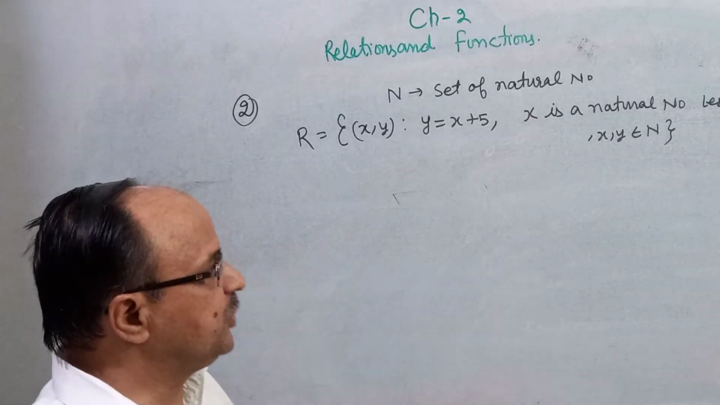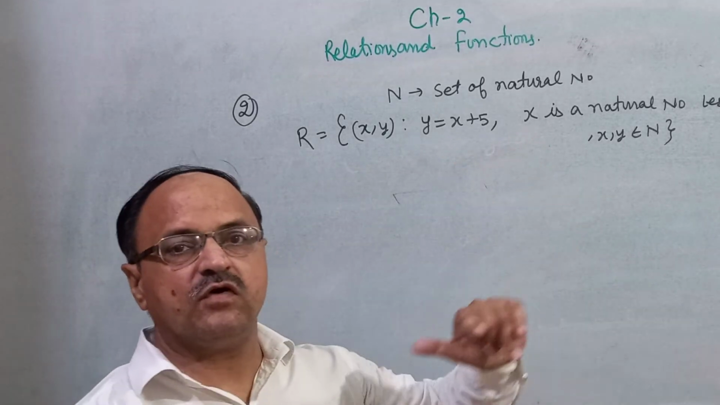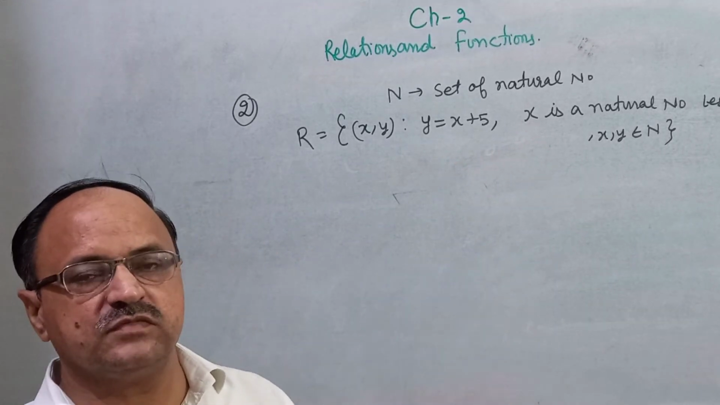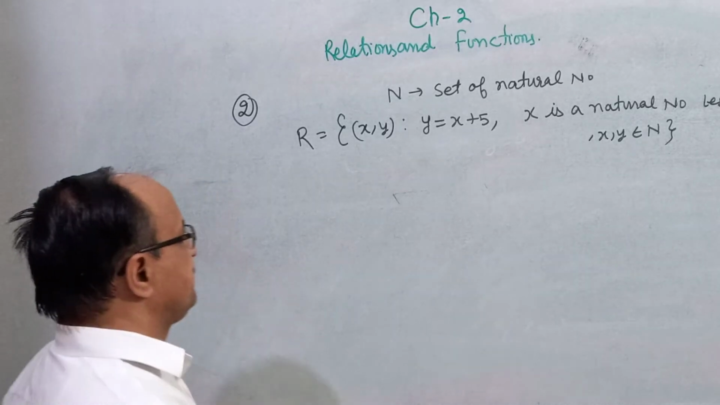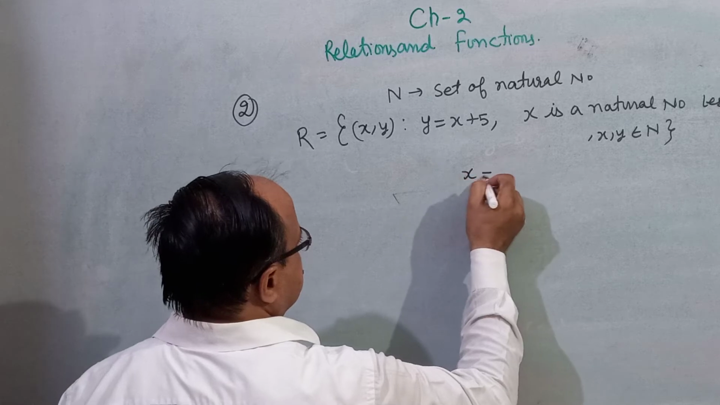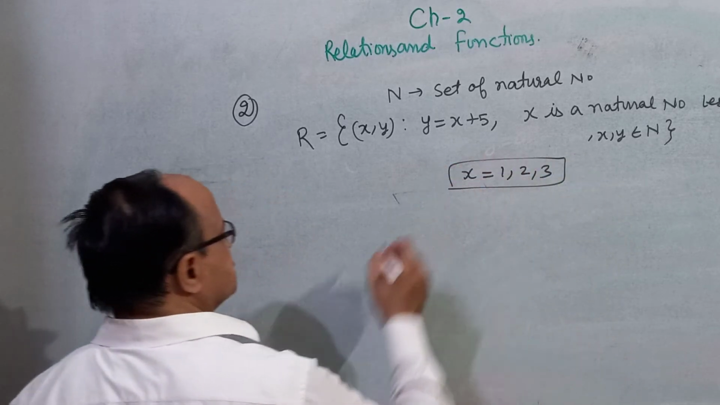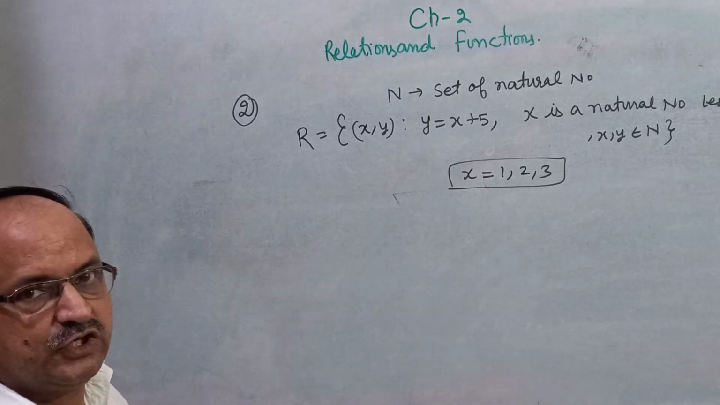This is called set builder form. Write it in the roster form. After that, find the domain and range. The value of x less than 4 means the possible values of x are 1, 2, 3.